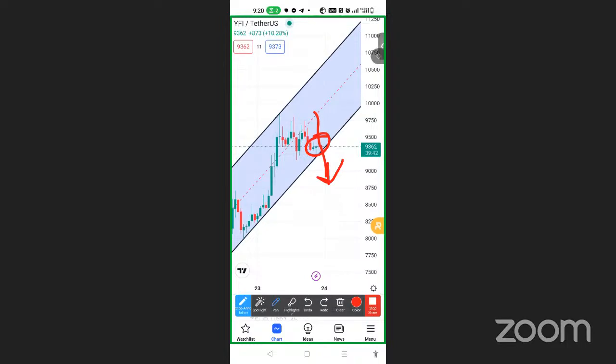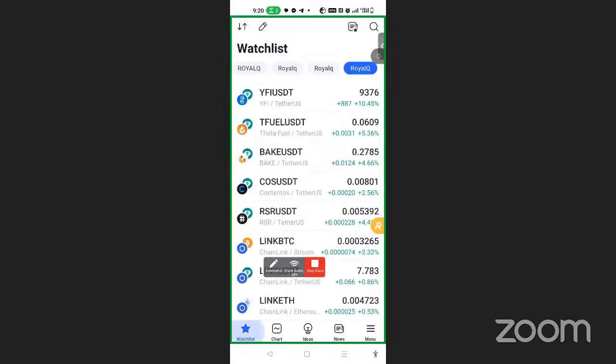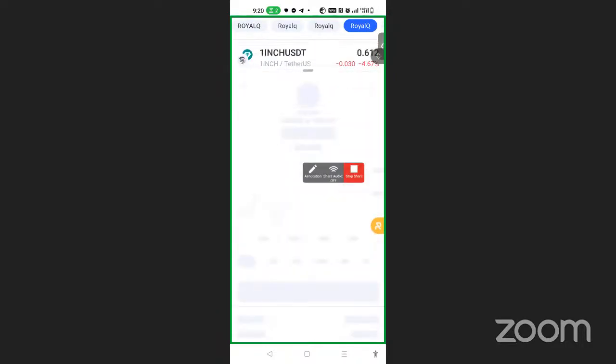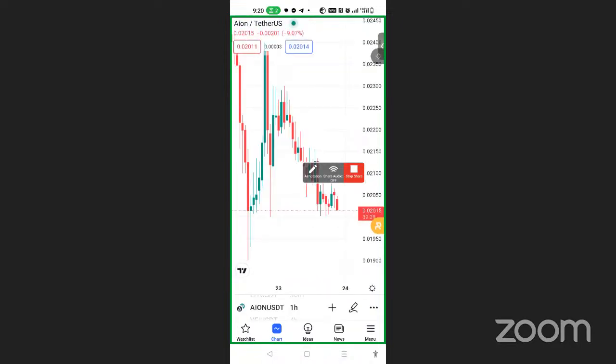So I also want to draw a parallel channel in a downward trend. I'll pick one of the poorest coins that are not doing well in the market today. And there we go.